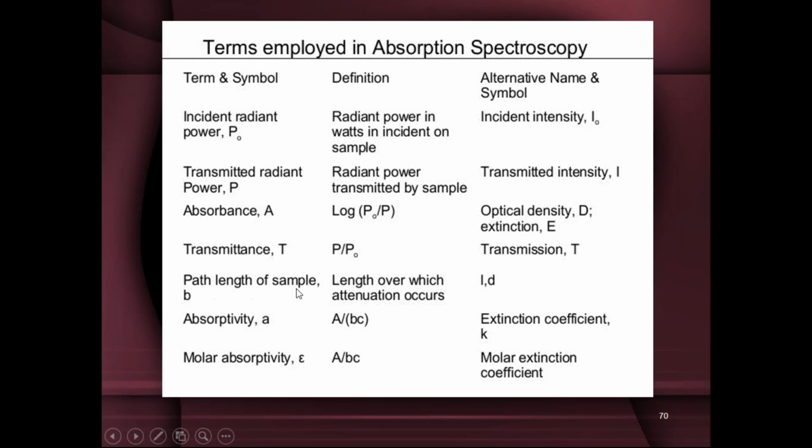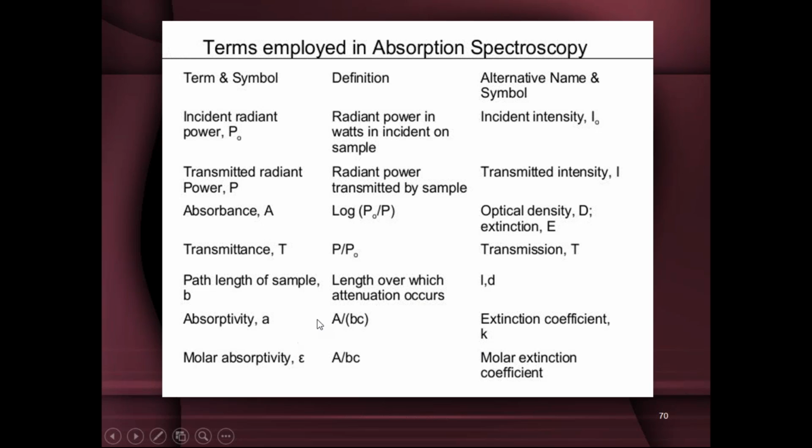Next, you have the term path length of sample. That is designated by small b. It could also have alternative symbols, small l and small d. This is the length over which attenuation occurs, or length over which absorption occurs, so far as absorption spectroscopy is concerned. Then you have the next term, absorptivity. We saw it. It is denoted by small a. It could also be called the extinction coefficient, denoted by small k.